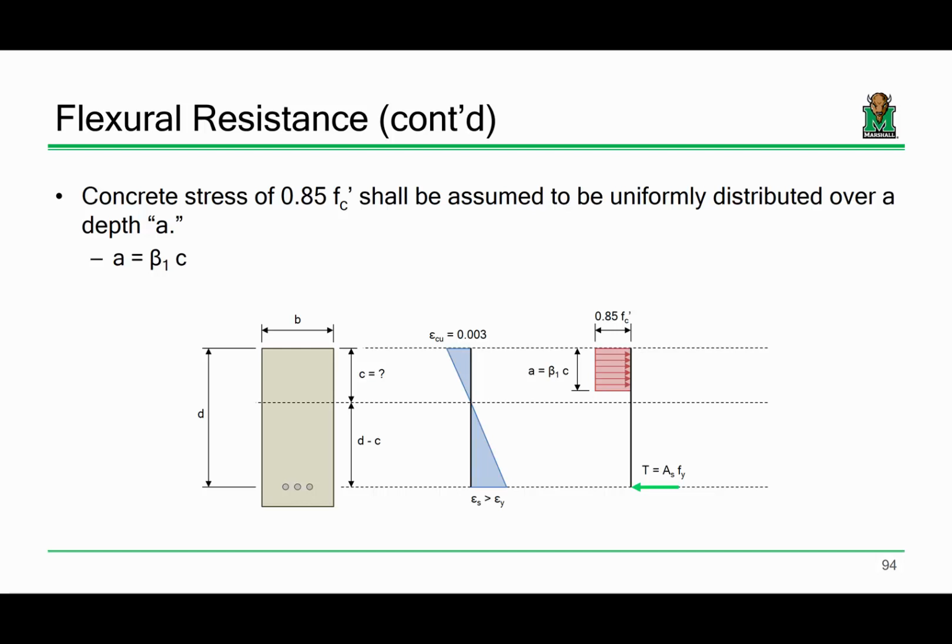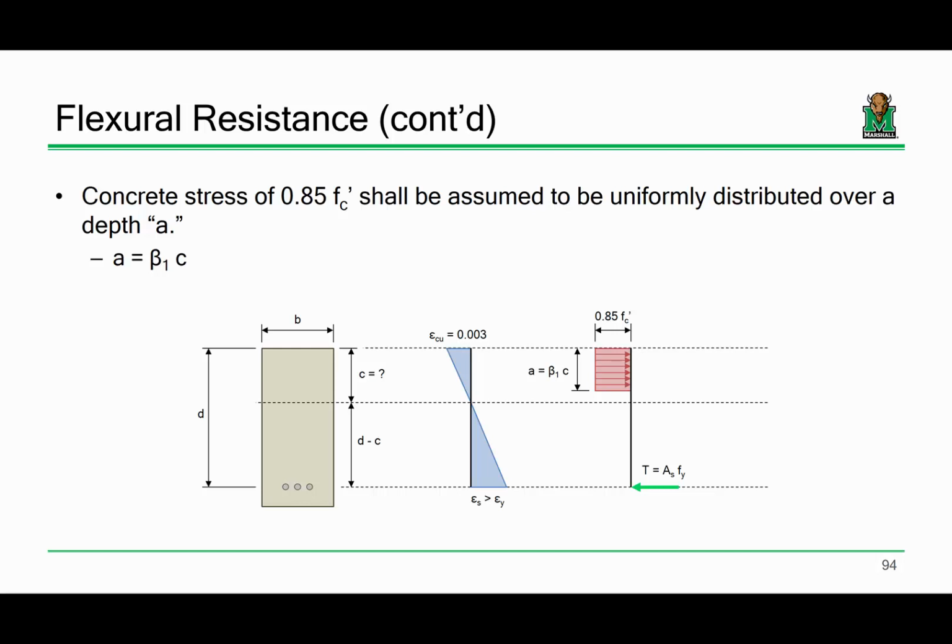So A is how deep your stress block is, from the top of the beam to the bottom of that stress block. And C is the distance to the neutral axis, so from the top of the beam to where there is 0 bending strain. So they're two different points. And the ratio between those two is beta sub 1, okay?